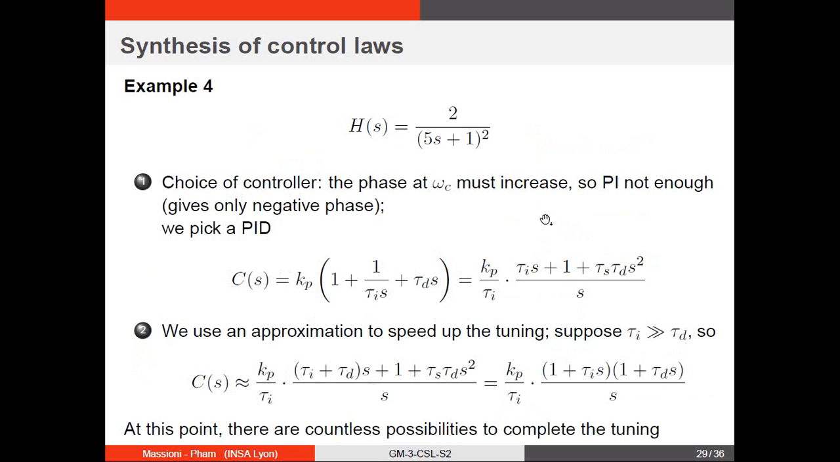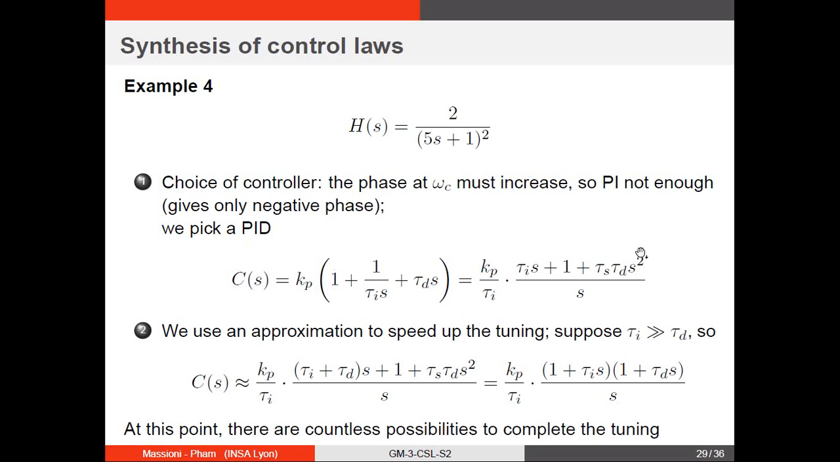Yeah, in fact, we cannot take a PI controller because the PI controller has a phase going either 0 or minus 90 degrees down. Here we need something that brings the phase up, so we'll need to introduce a D part. The D part, you remember, can bring the phase up to 90 degrees up. So we pick a PID control. We cannot give up the I part because we need an integrator in the loop due to the steady state error specification.